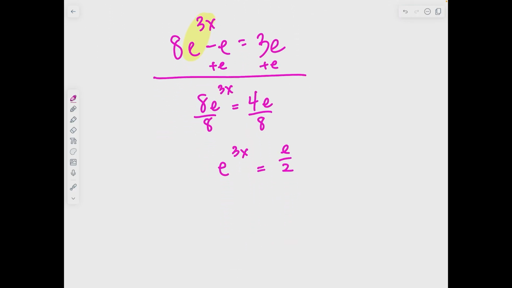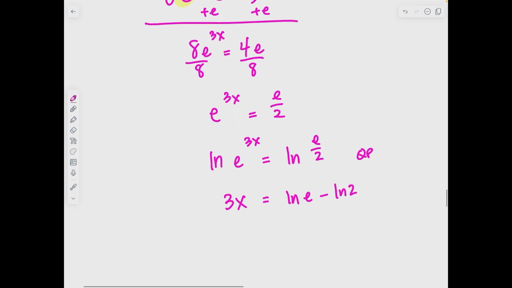In order to bring the x down, I'm going to use natural log because of the e. So I have natural log of e to the 3x is equal to natural log of e over 2. I'm going to bring the 3x down. Natural log of e is gone. I'm going to use the quotient property here. Quotient property says I have natural log of e minus natural log of 2. Okay. Last step is divide by 3.